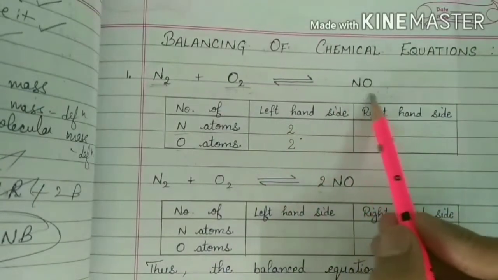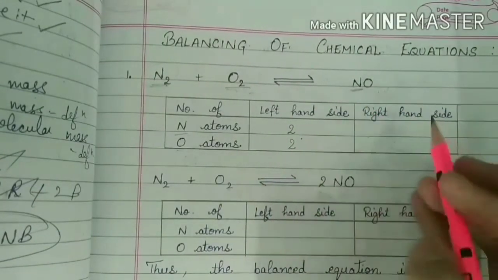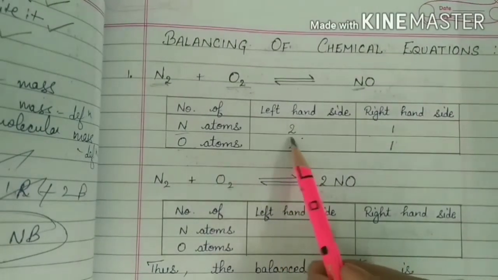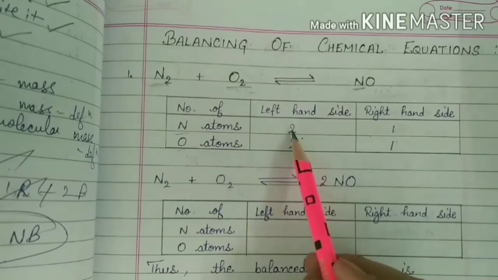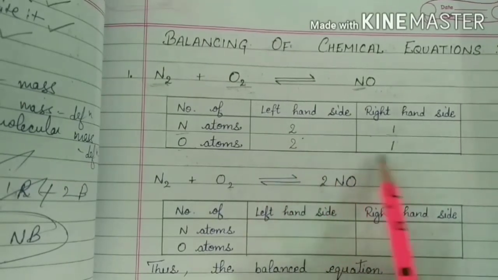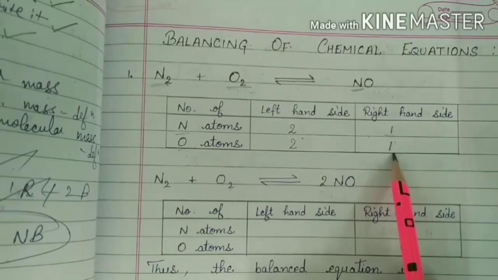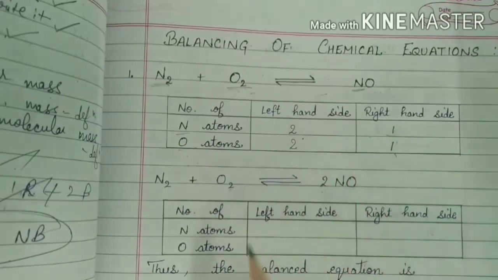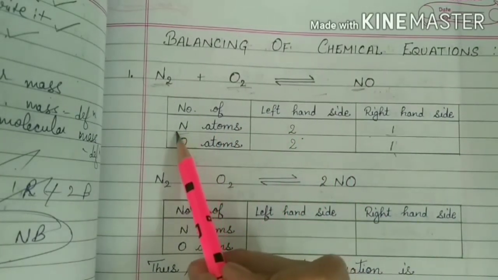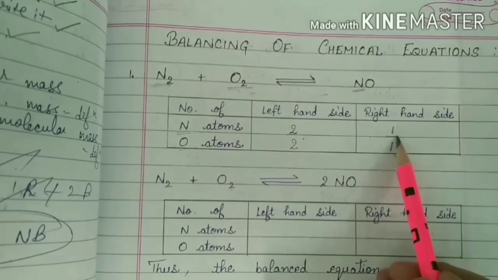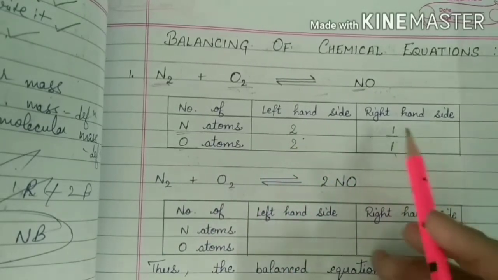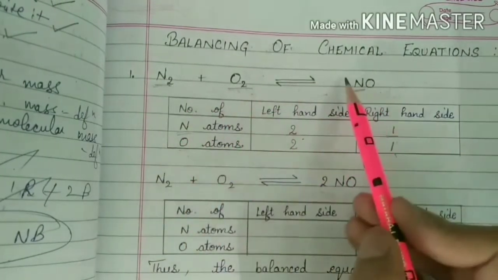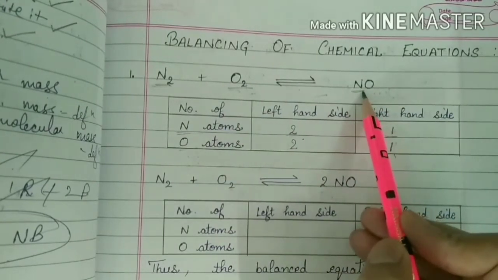Then on right hand side, that is on the product side, number of nitrogen atoms is 1 and number of oxygen atoms is also 1. As we can see clearly from here that number of atoms on left hand side, that is on the reactant side, is not equal to the number of atoms of each element on the product side. It means this equation is unbalanced and we need to balance it. Now see, on reactant side we have 2 nitrogen atoms and on product side we have 1 nitrogen atom. So to balance it we can put 2 in front of NO, because if we put 2 here, then we will have 2 nitrogen atoms.